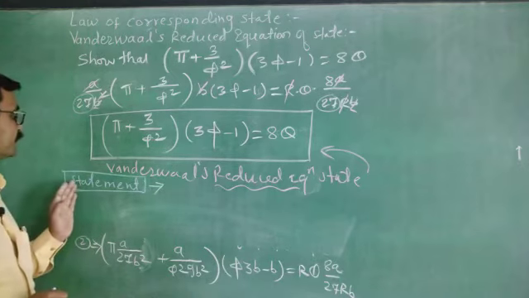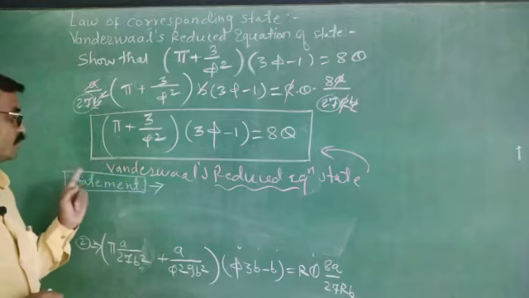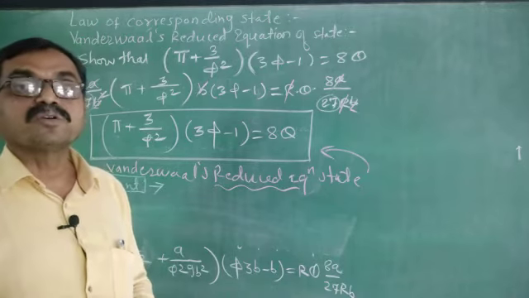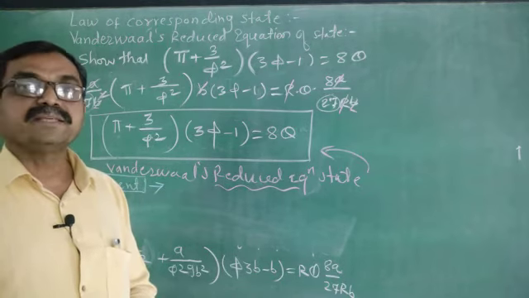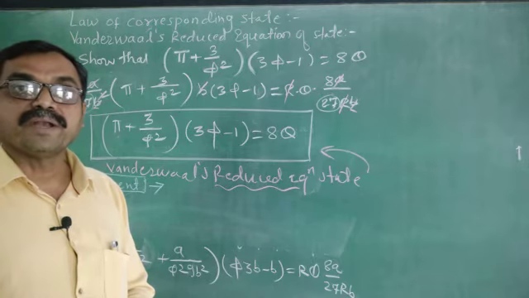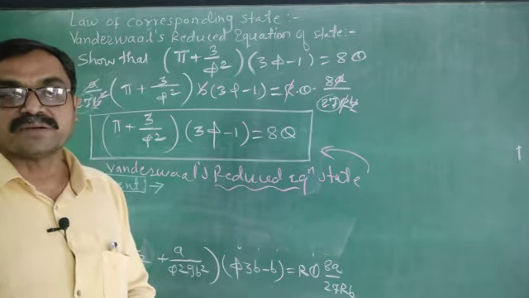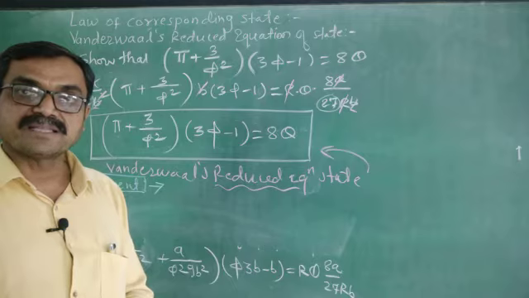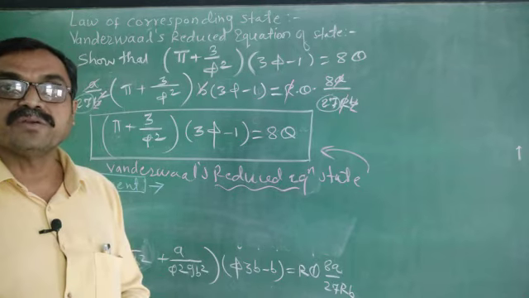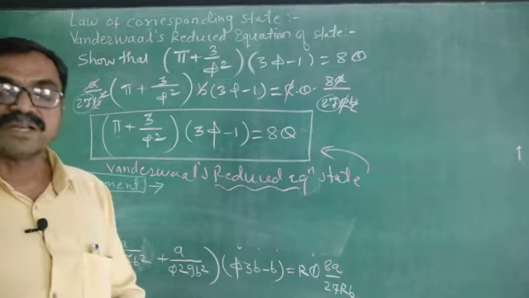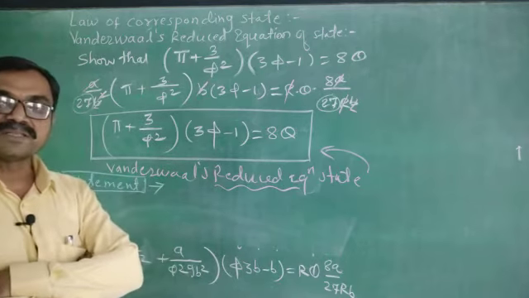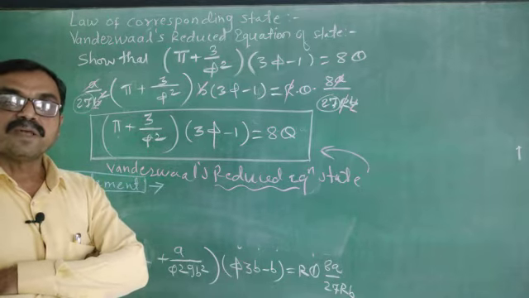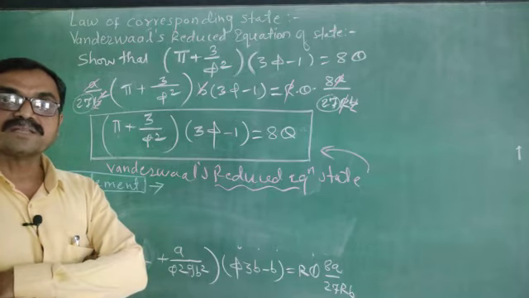Now for 4 marks you must know the topic-wise statement. If we have 2 or more substances and these substances have the same value of reduced pressure and reduced temperature, then according to the law of corresponding states they must have the same value of reduced volume. Means the statement is that if 2 or more substances have the same values of reduced pressure and reduced temperature, then their values of reduced volume are the same.